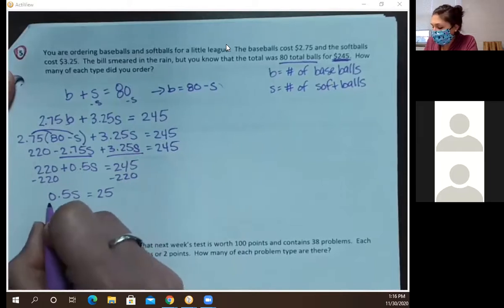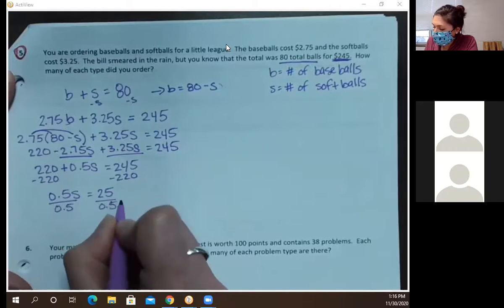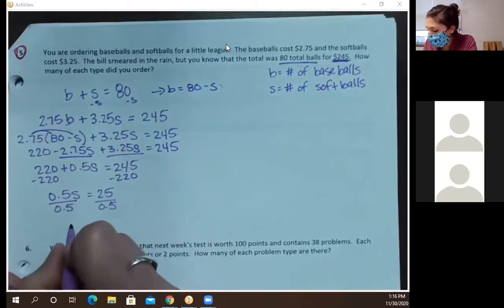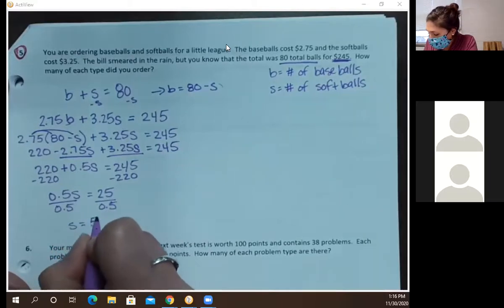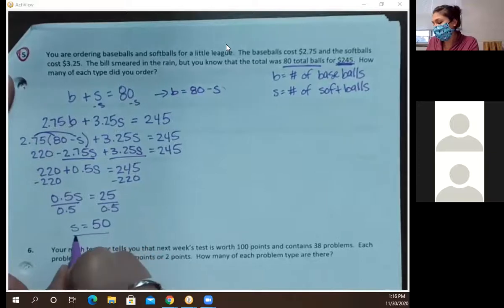Now to get S by itself, I have to divide both sides by 0.5. So 25 divided by 1/2, that would actually be the same as 25 times 2. So we get S to be 50. So there's our value for S.